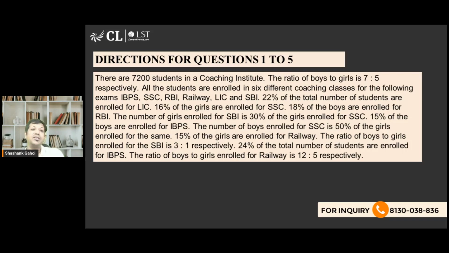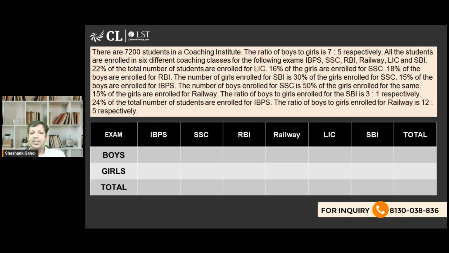There are 7,200 students in a coaching center. The ratio of boys to girls is 7:5, respectively. All the students are enrolled in 6 coaching classes and following. So these are the information given. Basically, there are 6 exams: IBPS, SSC, RBI, Railway, LIC, and SBI. Other information is given to us in terms of percentage. So let's solve this.